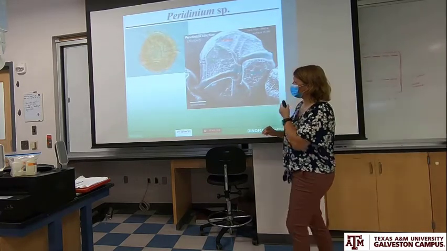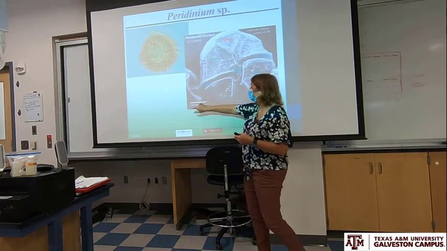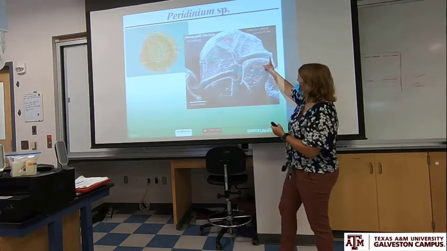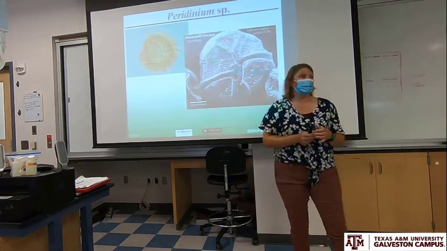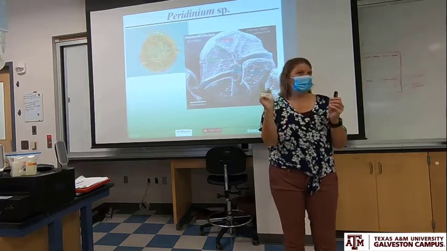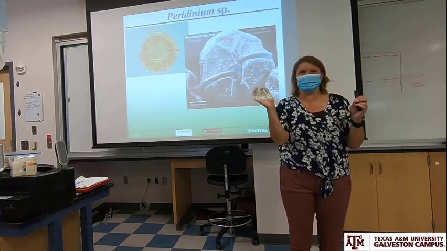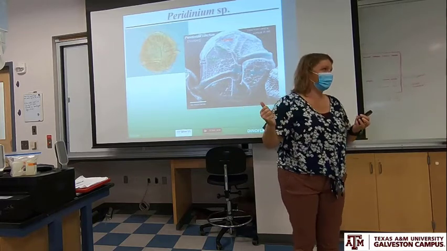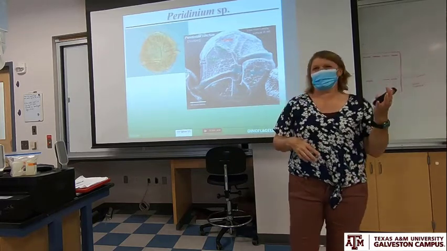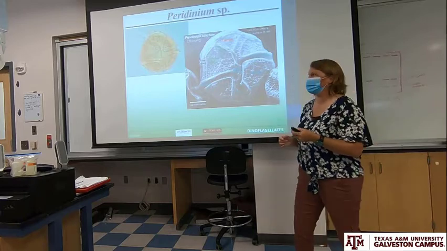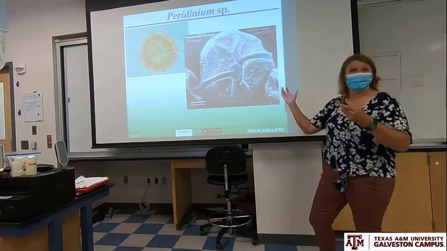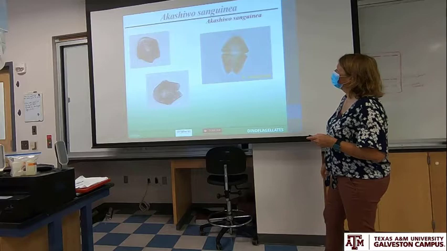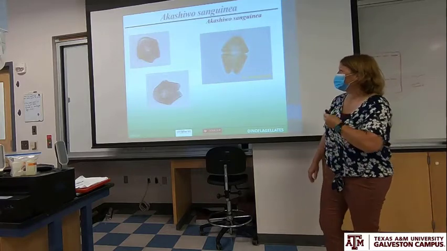Peridinium, this is a little bit smaller, so this scale bar is 20 microns, so it's maybe 80 microns across. But you might see this swimming across your slide. If you see like a little green ball that's cruising across your slide, it might be Peridinium. We won't be able to identify it for sure using these microscopes, but it might be Peridinium.